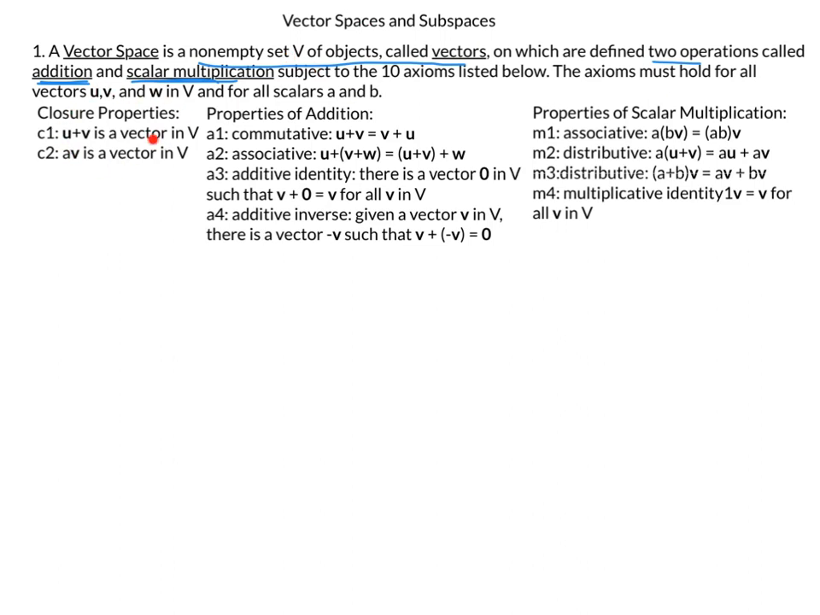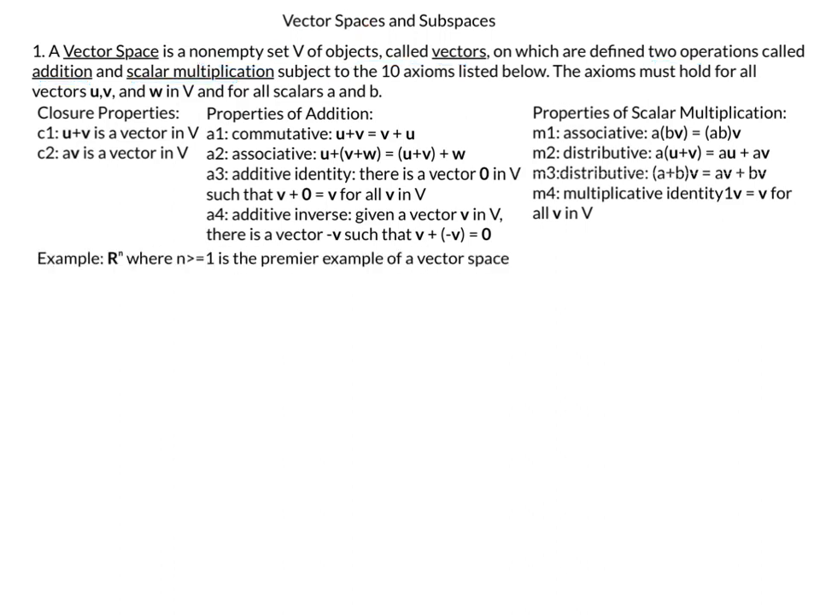The first two are closure properties. That is, addition needs to be closed, as well as scalar multiplication needs to be closed. We'll talk about closure in just a moment. And then there are these properties of addition. Addition needs to be commutative, associative, there needs to be an additive identity and an additive inverse. And then we have our properties of scalar multiplication. There needs to be associativity, there needs to be a distributive law of this scalar, and then a distributive law when you have addition of two scalars, and then also you have to have a multiplicative identity in your set V.